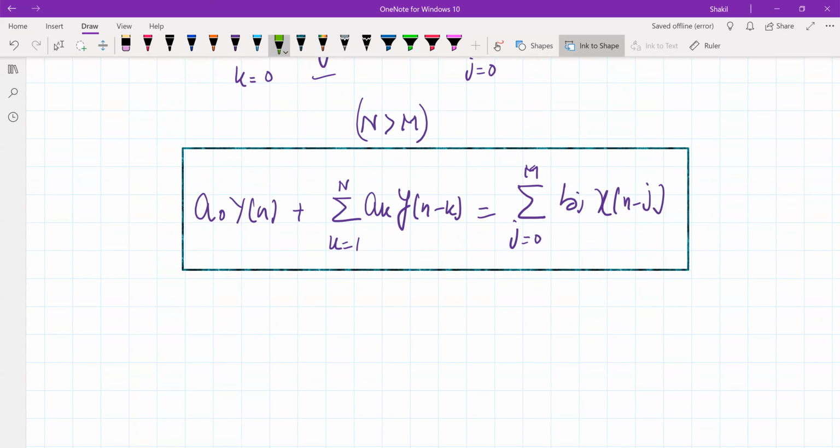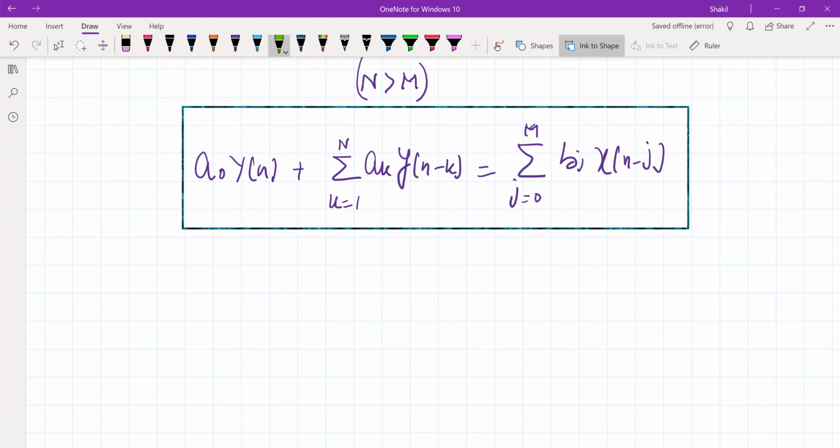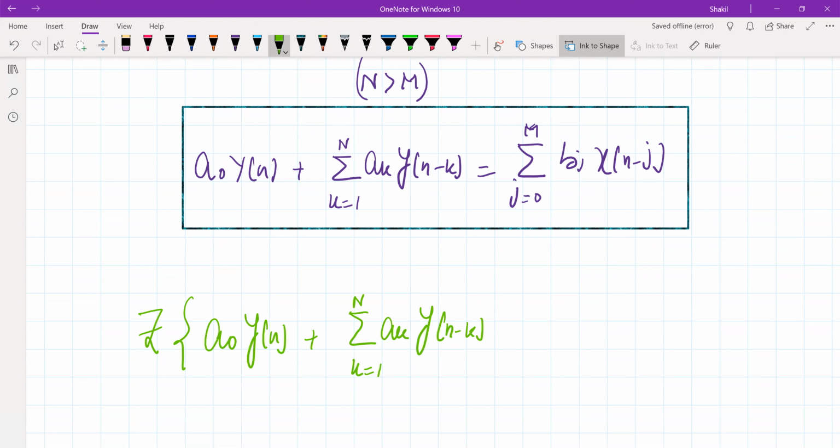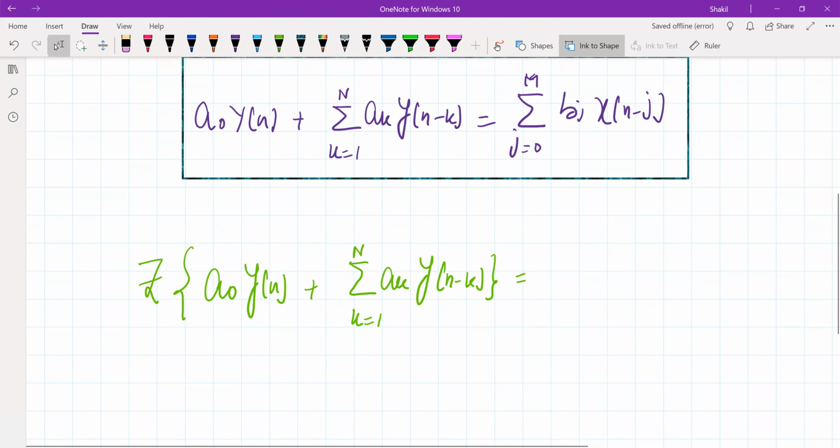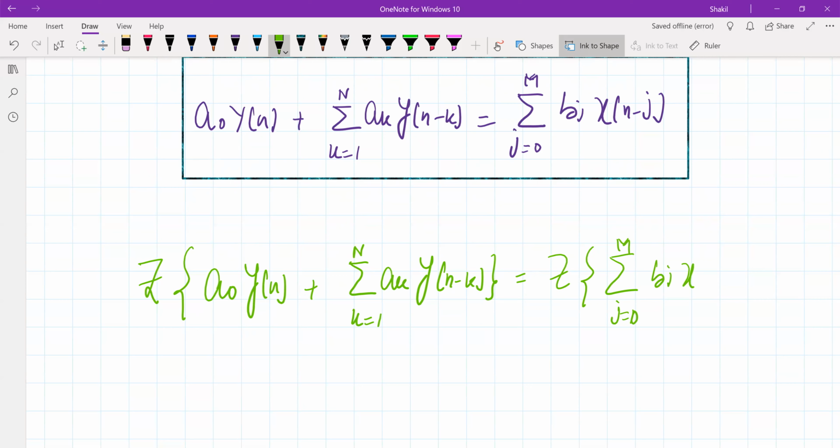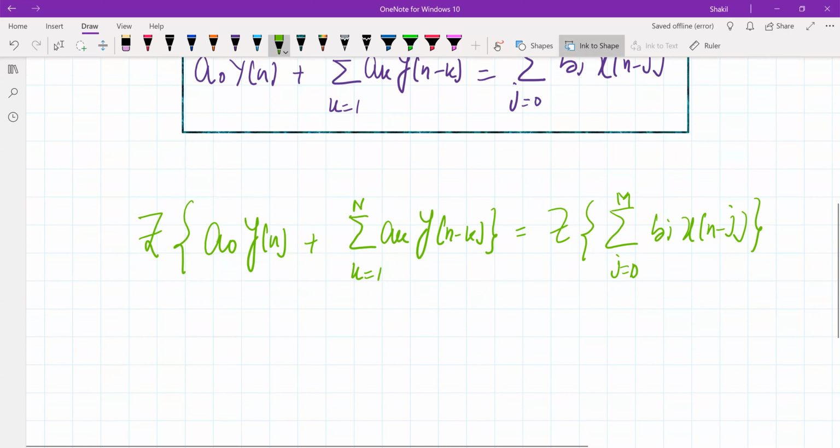Now, taking the Z transform of this equation on both sides, what will we get? The Z transform of the summation of a_k y of n minus k, and the Z transform of the summation j running from 0 to m, b_j x of n minus j. So this is the Z transform on both sides.